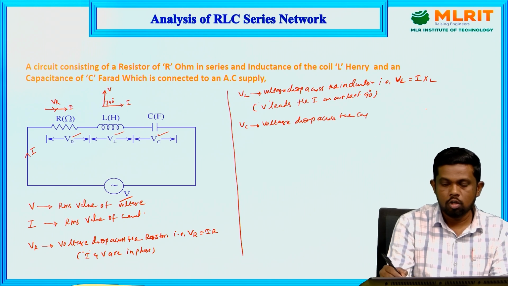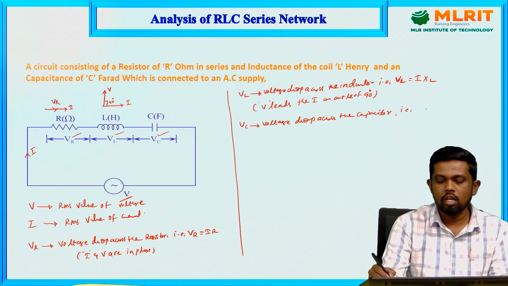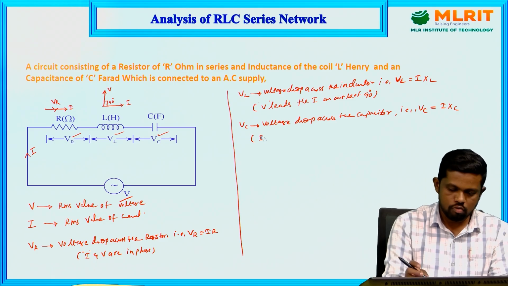It is the voltage drop across the capacitor. So we need to represent that in terms of VC. VC equals, according to Ohm's law, I into XC. So in this case, current or voltage, take always V.